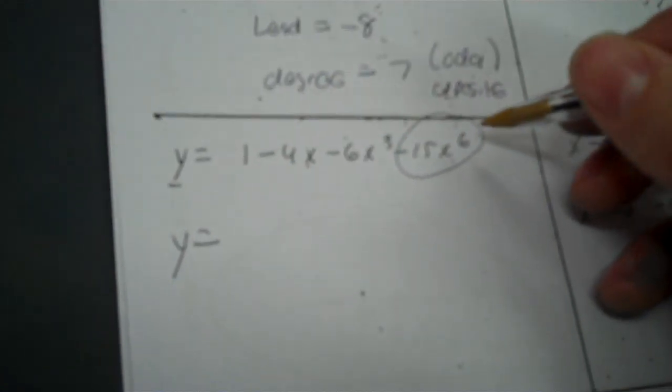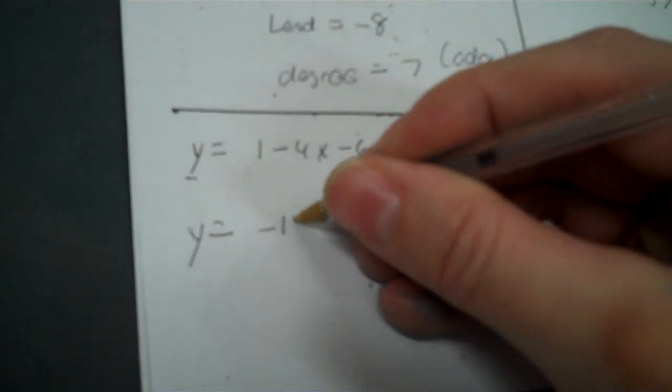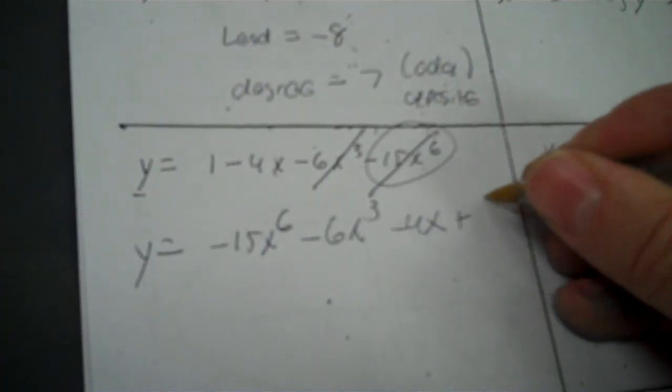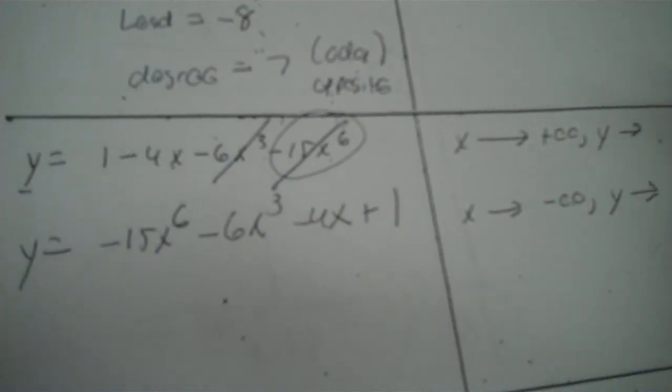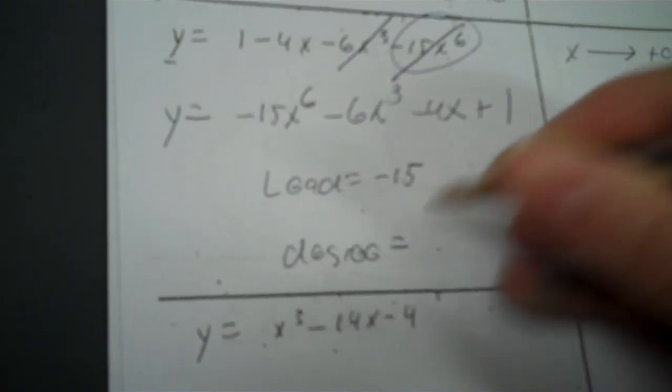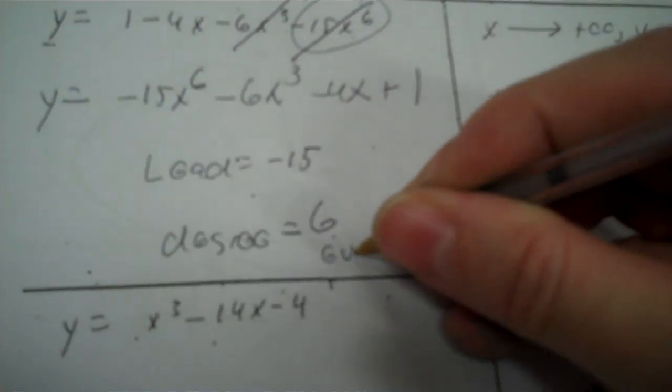Now, rewrite this. This is all out of order. So the highest power comes first. What's the next highest power? Third. Now I don't have power, so I put minus 4x, and then the 1's positive, so it's plus 1. Okay, lead. In the lead we have -15. That means that's negative infinity. The degree is 6. That's even, okay? Even means the end behaviors are the same, so negative infinity.